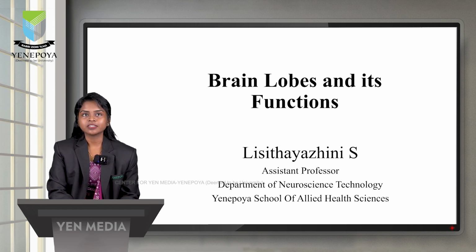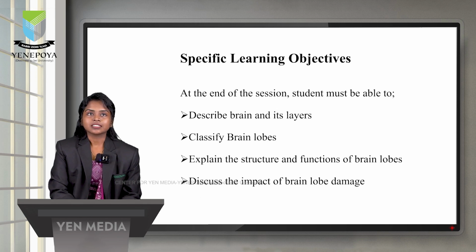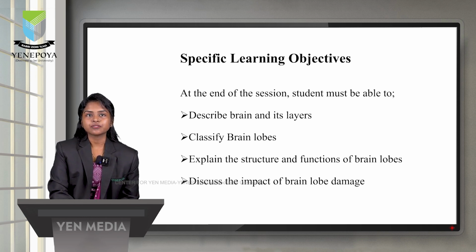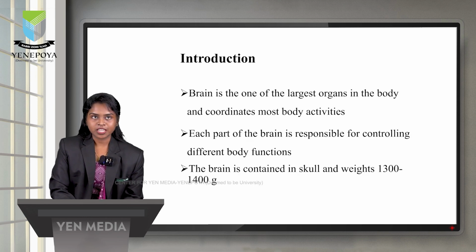Today we are going to discuss the topic of brain lobes and their functions. Specific learning objectives: at the end of the session, students must be able to describe the brain and its layers, classify the brain lobes, explain the structure and function of brain lobes, and discuss the impact of brain lobe damages. So, we move on to the introduction part.